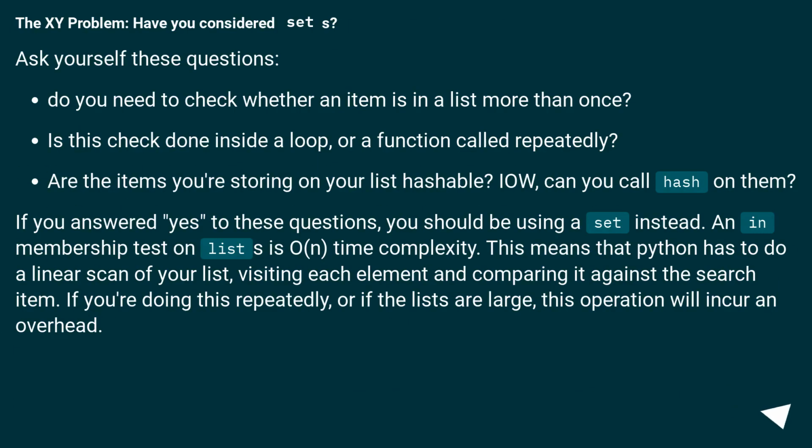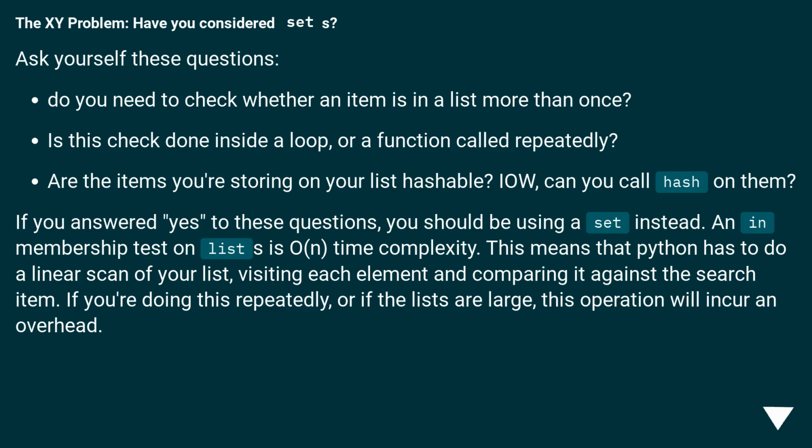The XY problem. Have you considered sets? Ask yourself these questions. Do you need to check whether an item is in a list more than once? Is this check done inside a loop, or a function called repeatedly? Are the items you're storing in your list hashable? Or, can you call hash on them? If you answered yes to these questions, you should be using a set instead.